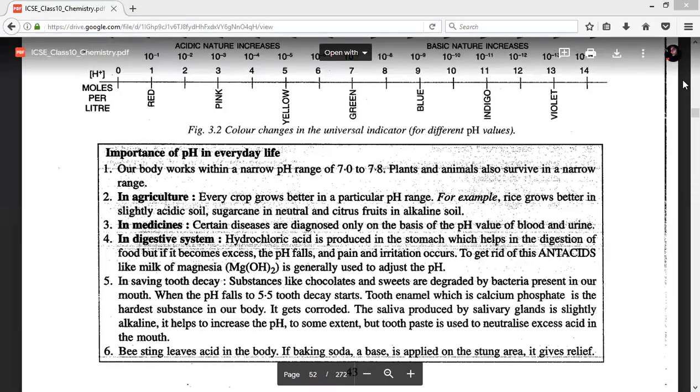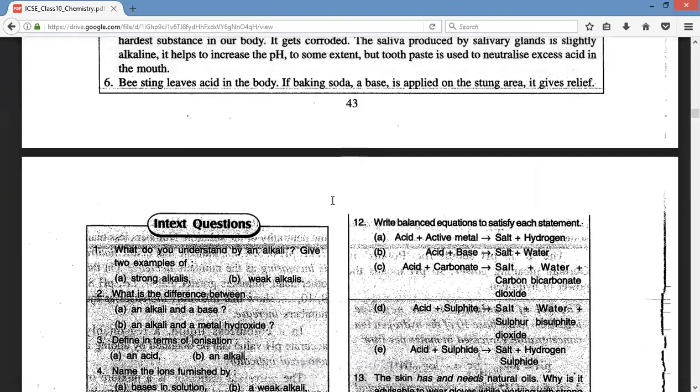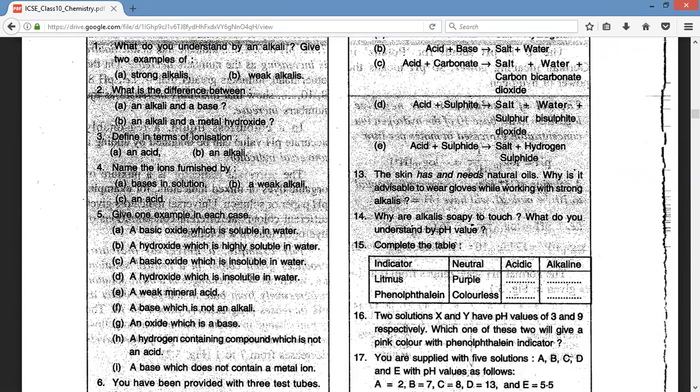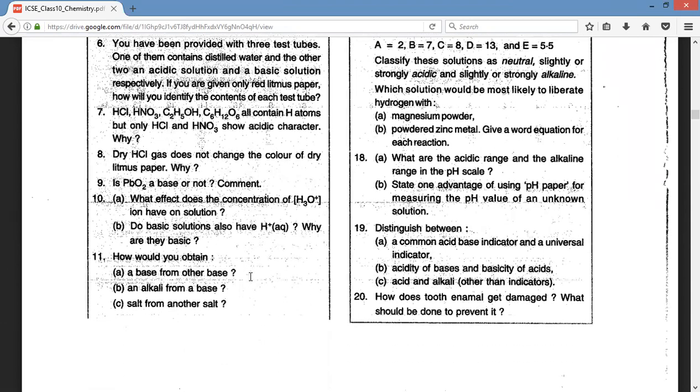This concept about pH is now finished. After that we are proceeding to the in-text questions. Kindly check the in-text questions properly and try to solve them.